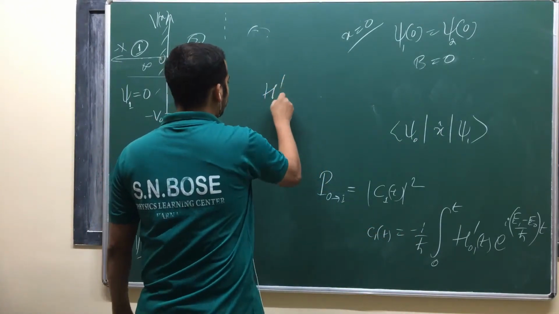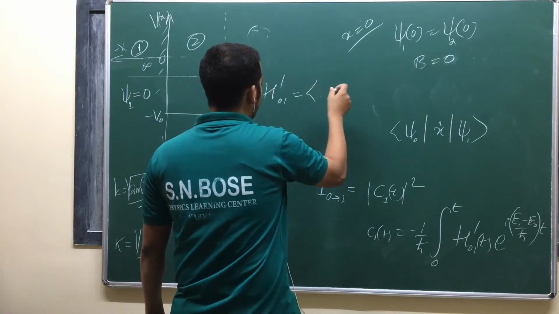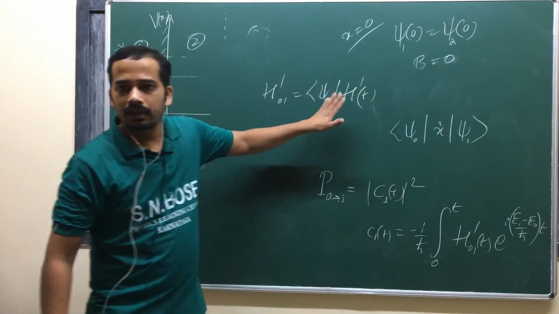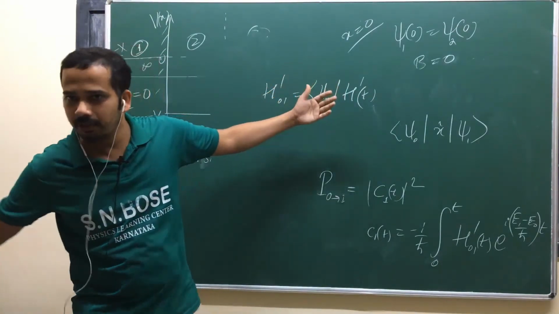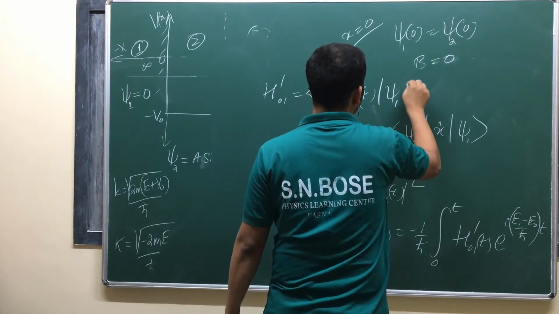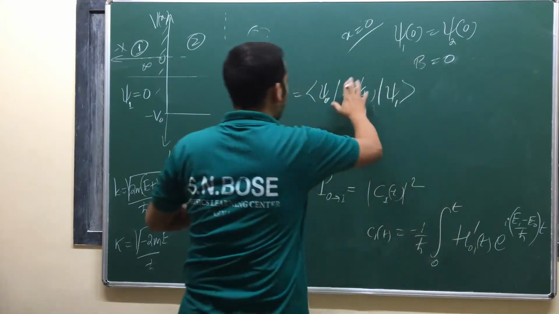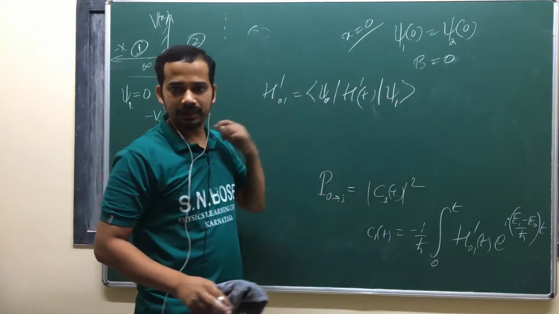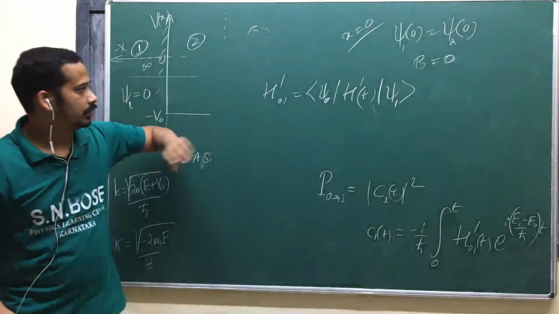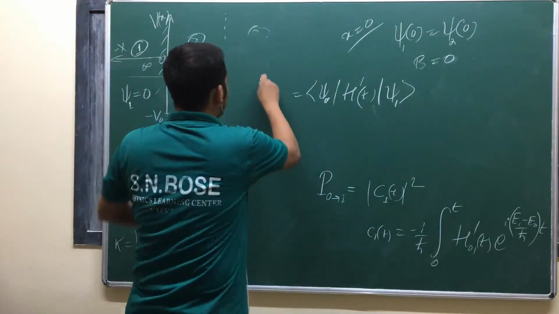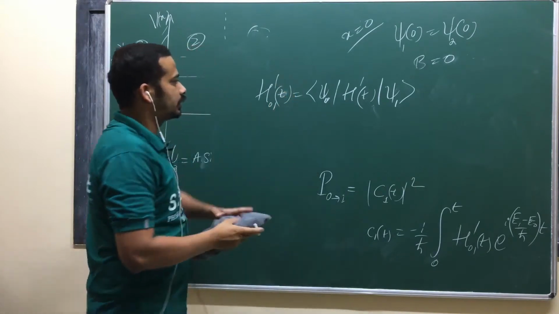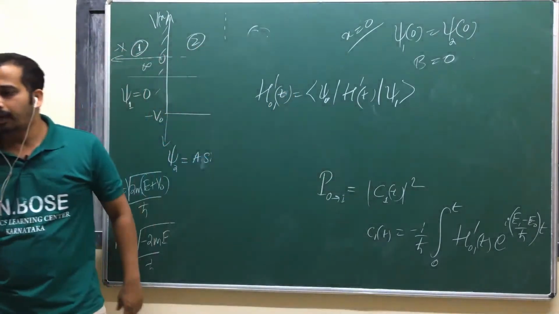So this H dash 01 is nothing but, look here, psi 0, then H dash of t, that is your time dependent perturbation term in the Hamiltonian, into psi 1. Here you can take the time term one side and the other term the other side. That x will come here, and the time term will come outside. So that's H dash of 01 of t. This is the time dependent part of your Hamiltonian.